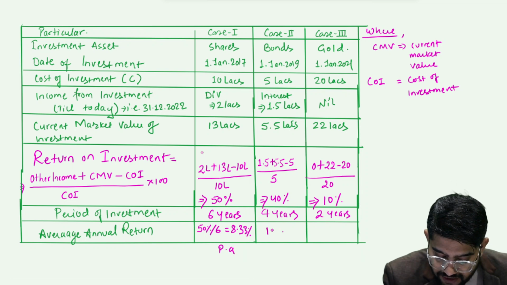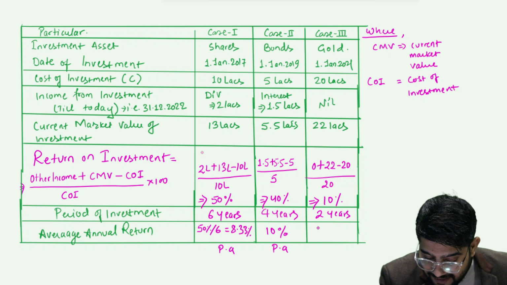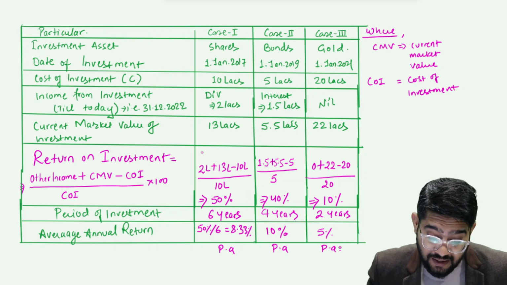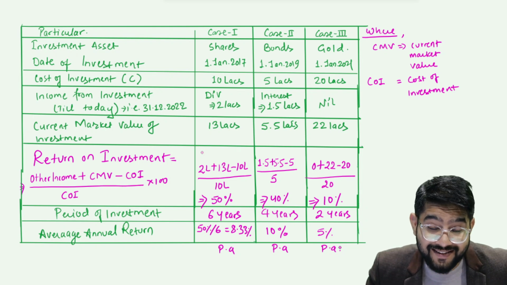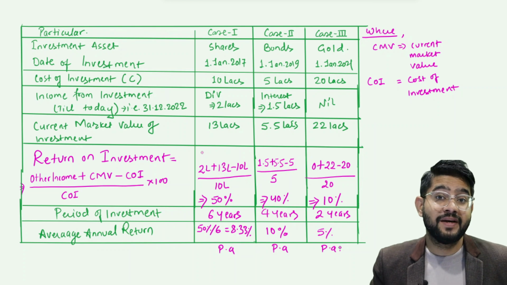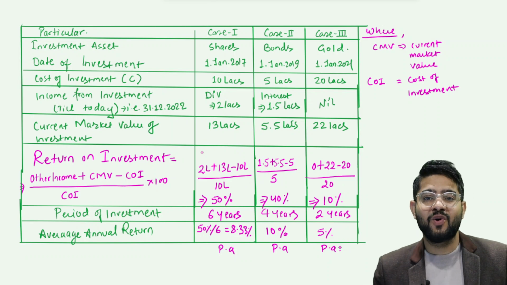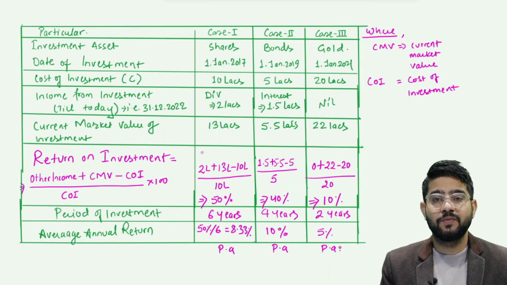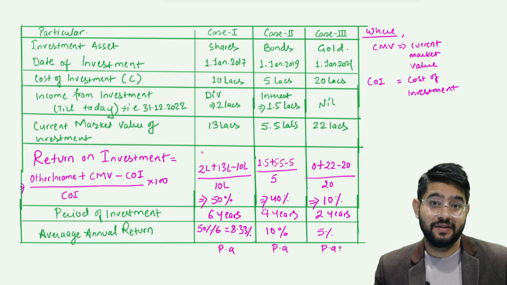And in case of bonds, this is 10% per annum, and in case of gold it is 10 by 2, 5% per annum. Now we can easily say which investment is giving better return. As we can see, bonds are better. So now we can judge that out of these 3 portfolios, the best performing investment is bonds. So far we have understood the calculation part of return on investment. It is pretty simple. By using a simple formula, we can calculate this and judge which part of our investment is doing better and which one is not.